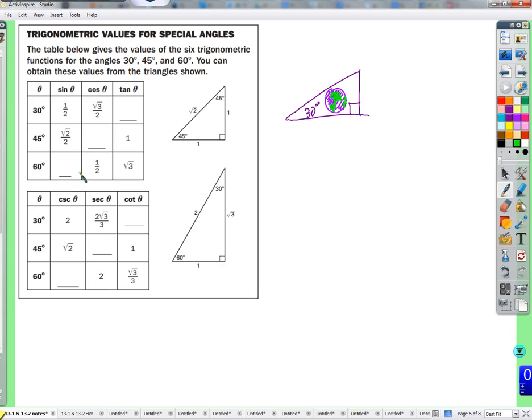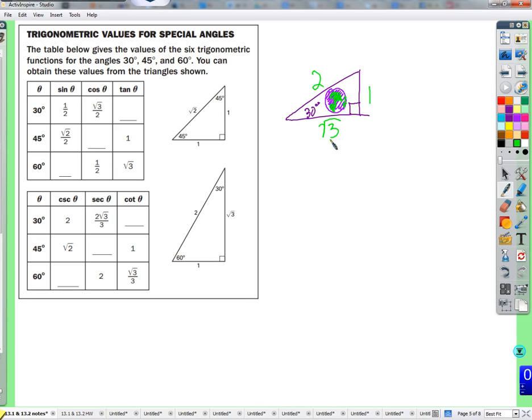Well, let's fill this in so that we can also decide what the tangent is. So let's make it really simple. This is 1. This would have to be 2 for the sine to be 1 half. For the cosine to be root 3 over 2, how big would this side have to be? We don't have to use the Pythagorean theorem. It has to be the square root of 3. Why? Because the hypotenuse is 2, and adjacent over hypotenuse has to be root 3 over 2. Hypotenuse is 2, so this would have to be the square root of 3. We also see it here in this triangle that they have already drawn.